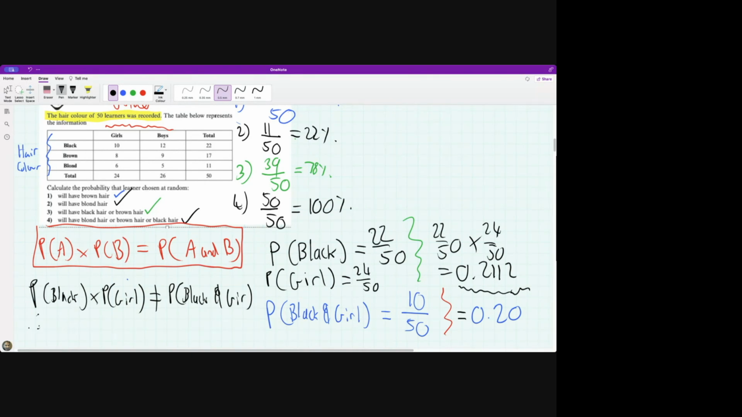And we can say, therefore, they are not independent. Oh, did I spell that right? They are not independent. So there is some relationship between gender and hair color, for whatever reason, in this particular sample.